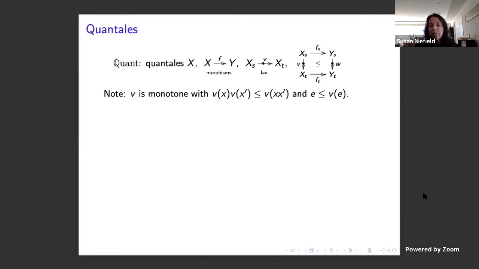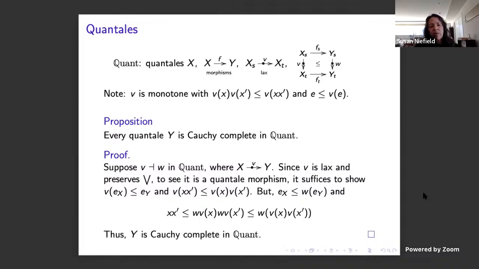And vertical morphisms, for me, in this case, there are a number of ways you can do quantales. We'll see another one later. But vertical morphisms are lax. So what is a lax functor? It's an order preserving map with the property that v of x times v of x prime is less than or equal to v of x times x prime for all x and x prime. And the unit e is less than or equal to v of the unit. And I didn't put subscripts on the unit because it got too messy with the x of s and the x of t. Okay, proposition: every quantale Y is Cauchy complete in Quant.